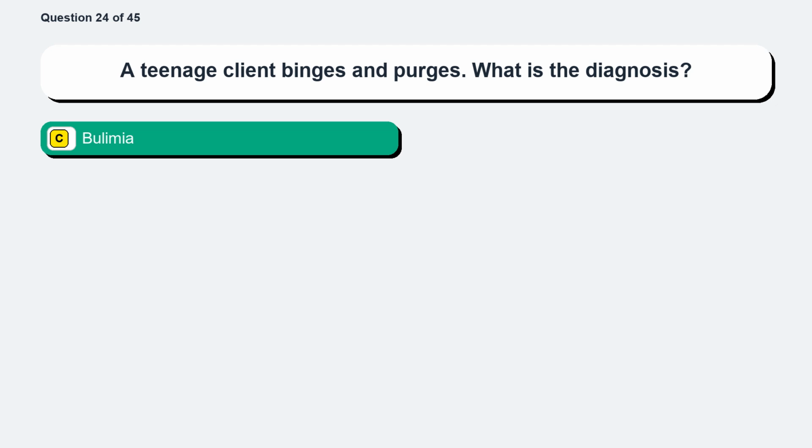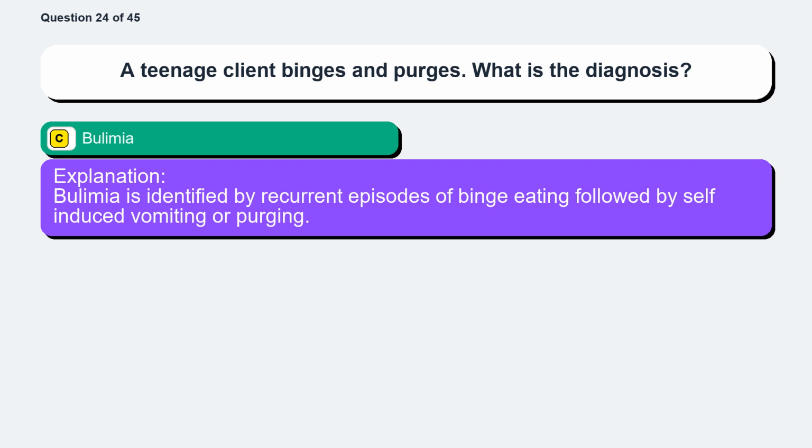The correct answer is option C, bulimia. Bulimia is identified by recurrent episodes of binge eating followed by self-induced vomiting or purging.